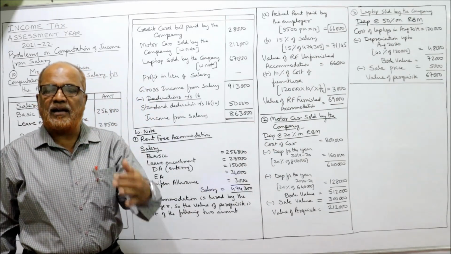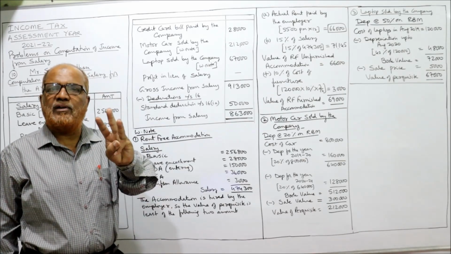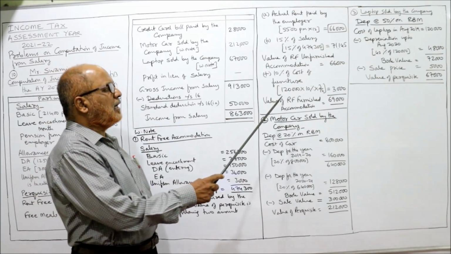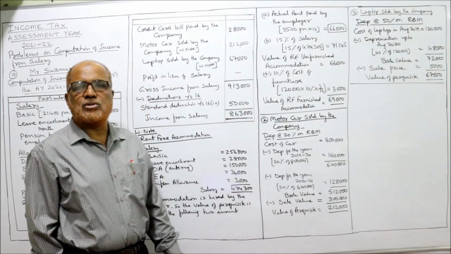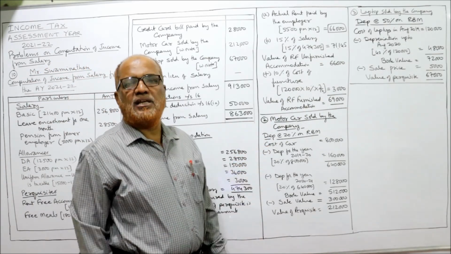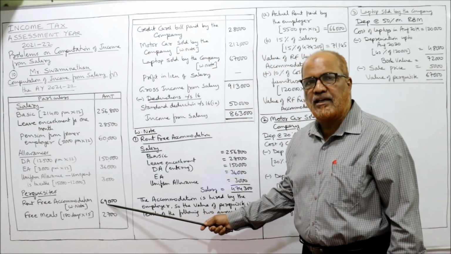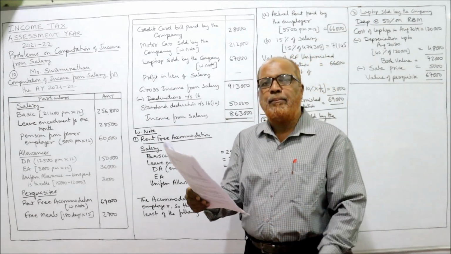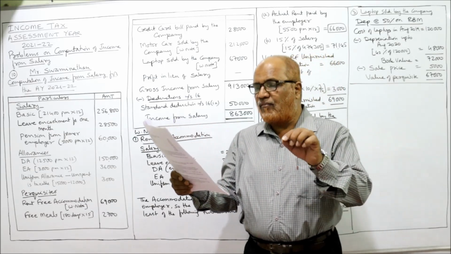To this we add 10% of cost of furniture. But furniture is provided only for 3 months, as given in the problem. So 10% of 1,20,000 into 3 by 12, you will get 3,000. Add up 66,000 plus 3,000. 69,000 is the value of rent-free accommodation. Next item, he is provided with free meals for 180 days during office hours through paid vouchers.